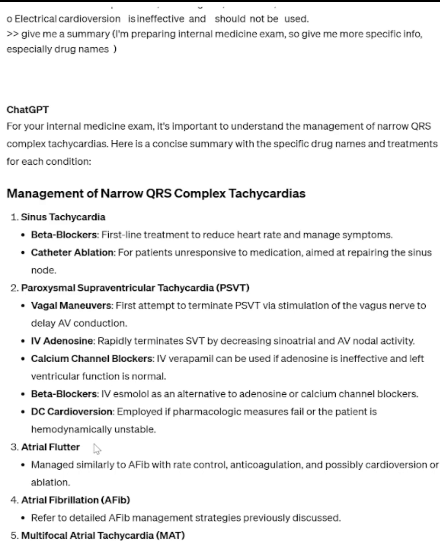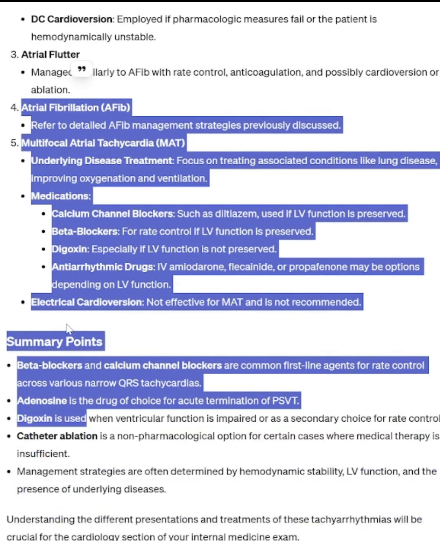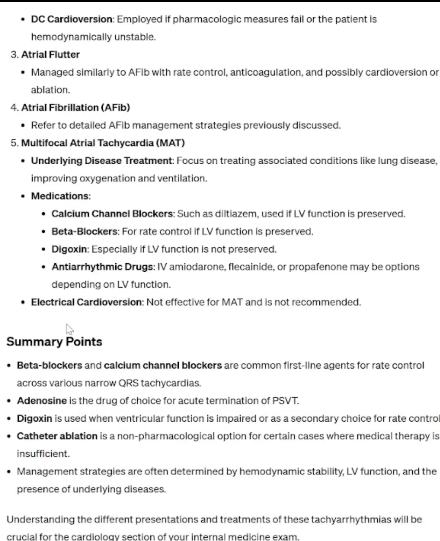Cardioversion is employed if pharmacologic measures fail or the patient is hemodynamically unstable. 3. Atrial flutter: managed similarly to AFib with rate control, anticoagulation, and possibly cardioversion or ablation. 4. Atrial fibrillation, AFib: refer to the detailed AFib management strategies previously discussed. 5. Multifocal atrial tachycardia, MAT. Underlying disease treatment: focus on treating associated conditions like lung disease, improving oxygenation and ventilation.